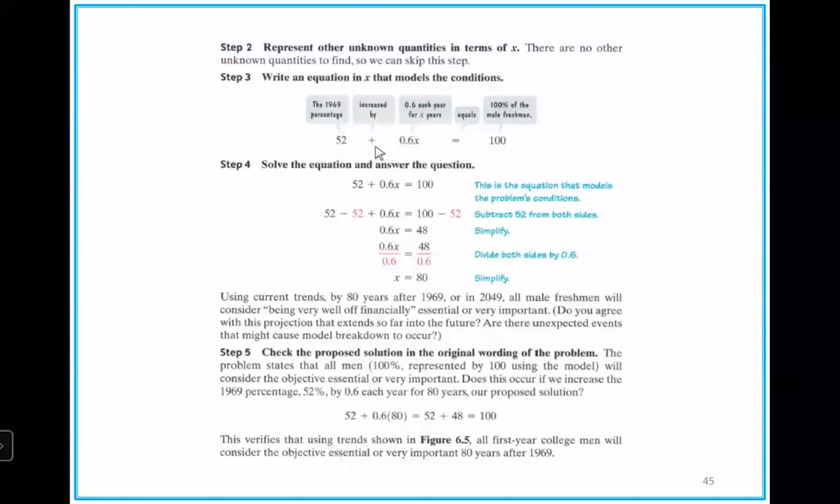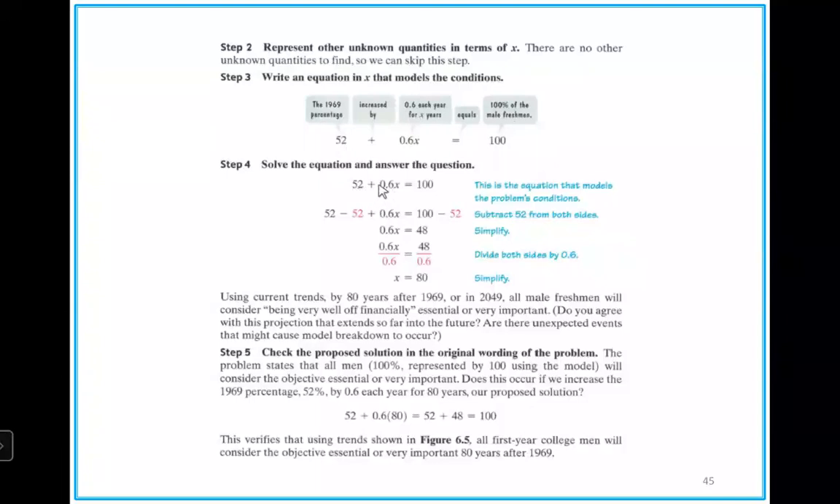It increased by 0.6 per year, and we want to get to 100%. So 52% was the starting point in 1969. We're going up by 0.6 and we want to get to 100, so we're going to solve that equation.